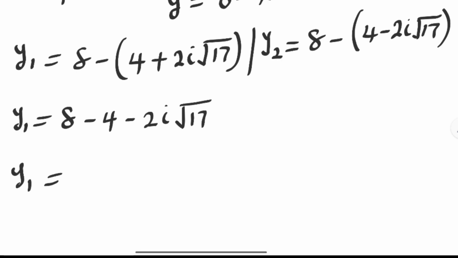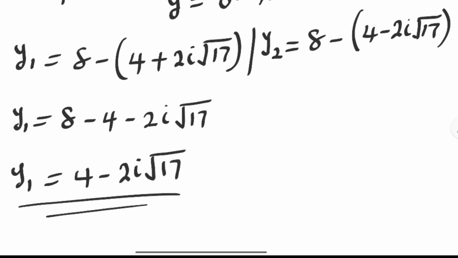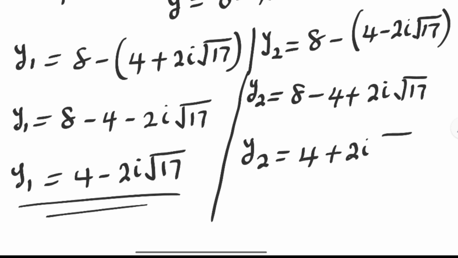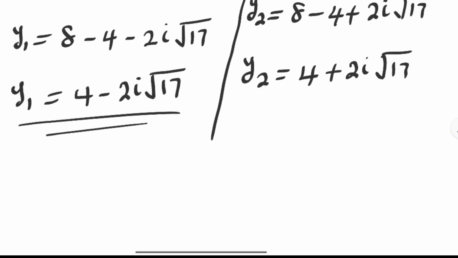y1 is equal to 8 minus 4. This is 4 minus 2i square root of 17. Here is the value of y1. Also, y2 is equal to 8 minus 4 plus 2i square root of 17. y2 is equal to 8 minus 4. This is 4 plus 2i square root of 17.